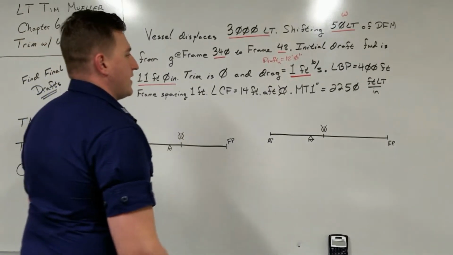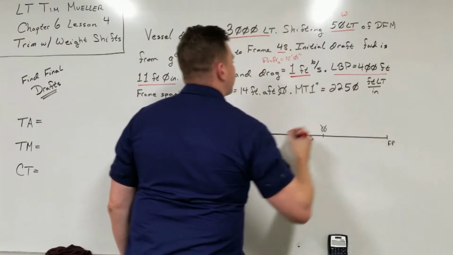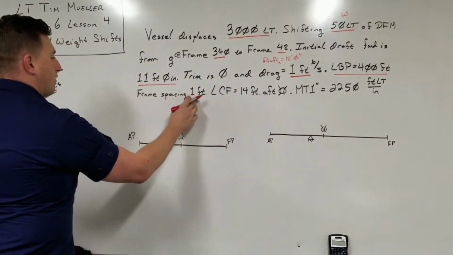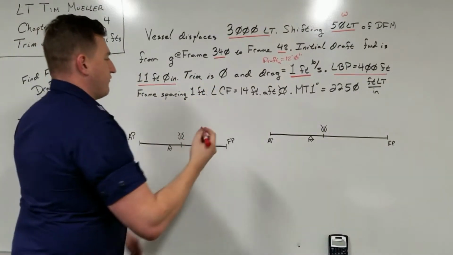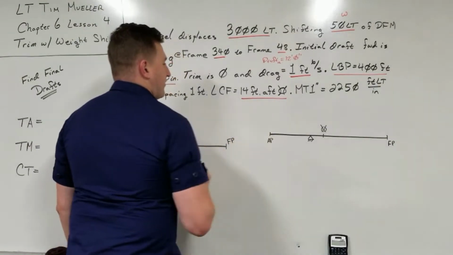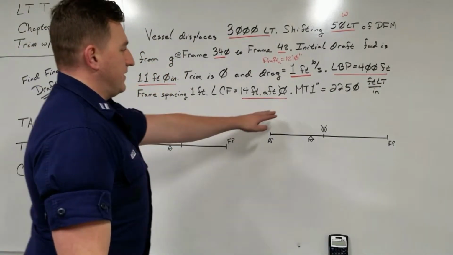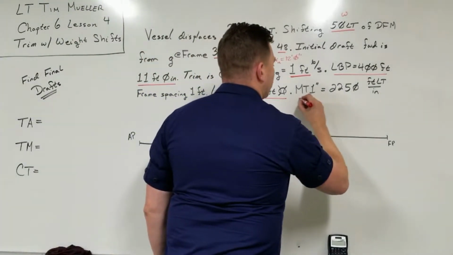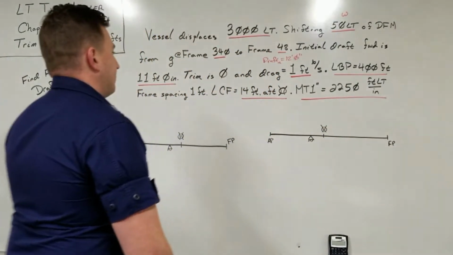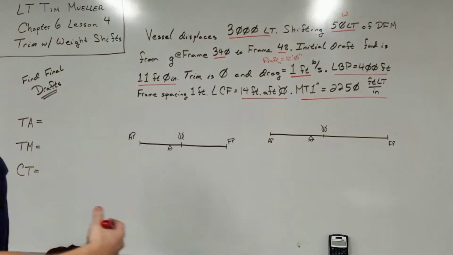All right, LBP equals 400. I'm definitely going to need that for trim. Frame spacing is 1 foot. Okay, good to know. Let's keep that in mind. LCF is 14 feet aft of the middle perpendicular. And then MT1, my moment to trim 1 inch, is 2,250 foot long tons. Another thing that I need. All right, so it looks like I have everything that I need.